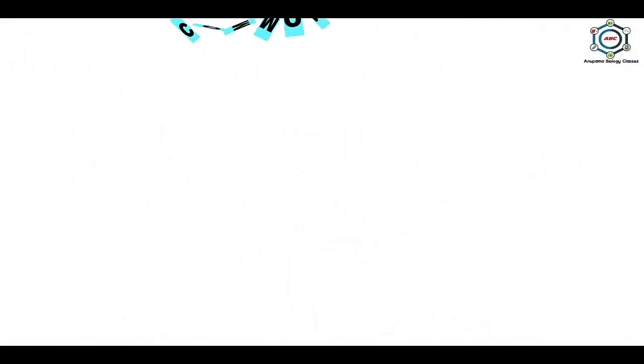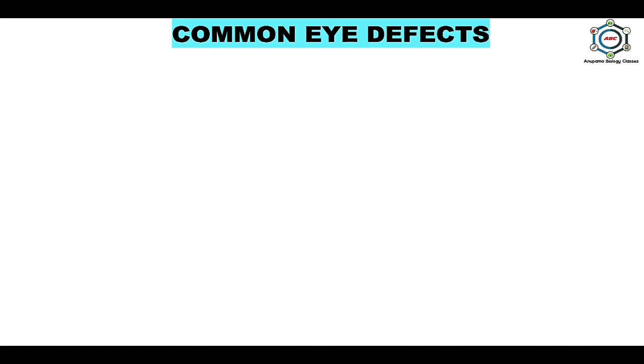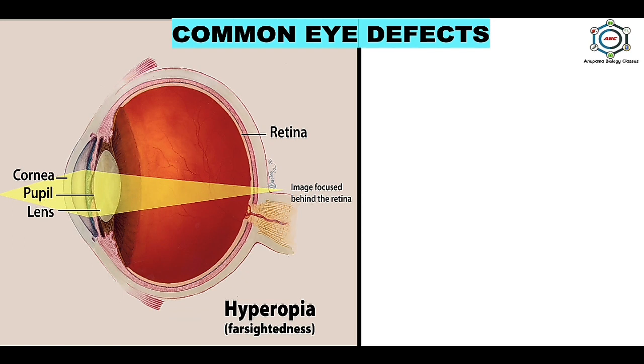Now come to the topic, that is the common eye defects, in which the first is farsightedness or hypermetropia or hyperopia, in which the near objects appear blurred but far objects are seen clear. In this, according to the name, it is just opposite. In this, the image of a near object is formed behind the retina. The cause is that the power of the eye decreases and the focal length of the lens increases and the eyeball becomes too short. This defect can be corrected by wearing glasses with convex lenses.